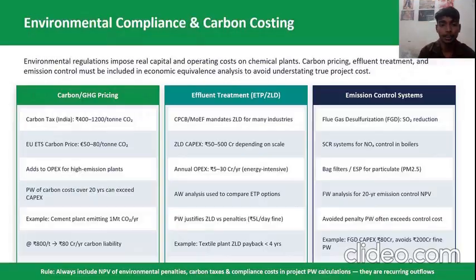And coming to the next slide, which demonstrates how environmental compliance and carbon costing help explain the overall cost of the industry. Modern engineering economics must include the cost of being green. If you don't account for carbon taxes and waste treatment, you are understating the true project cost. In India, carbon prices are somewhere around 400 to 1200 per ton of CO2. For a large plant, the present worth of these taxes over 20 years can even exceed the cost of building the plant itself.